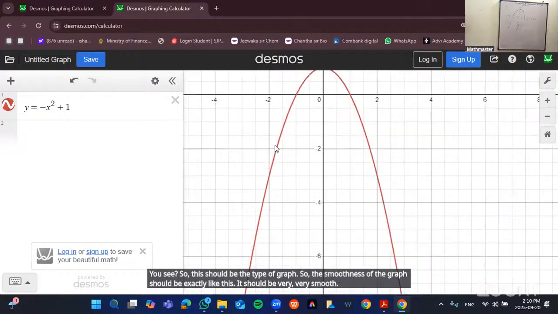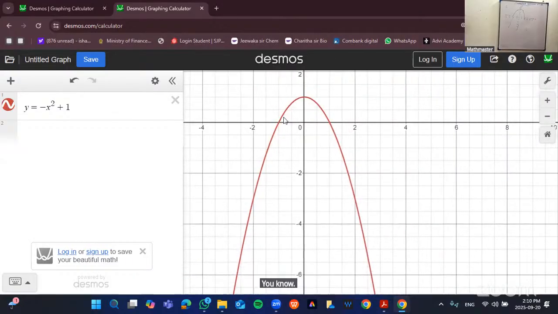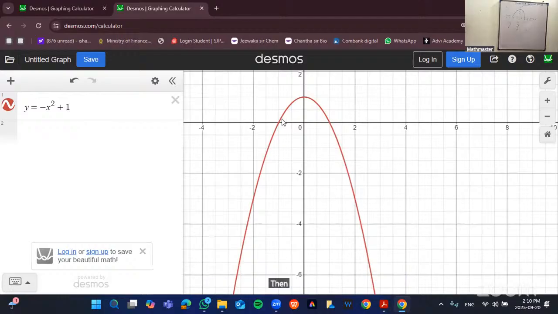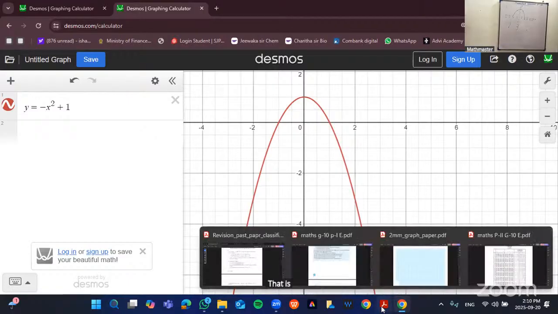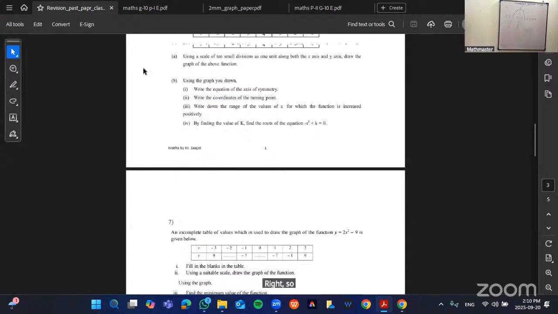It should be very, very smooth. Yes, I know sometimes it might be very difficult to draw graphs, because with exam panic, when you start panicking, sometimes it might be slanted. But don't use rulers. You have to draw it perfectly like this. That is a very difficult thing. Yes, I know that, but you have to practice it. So that is the graph that we drew.